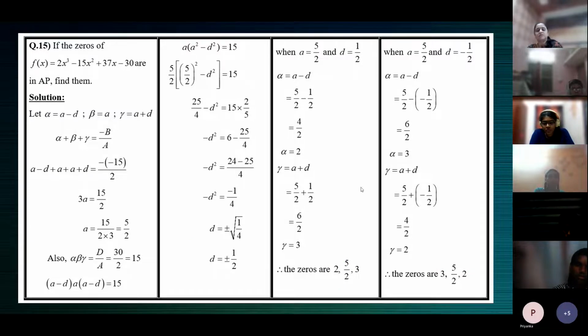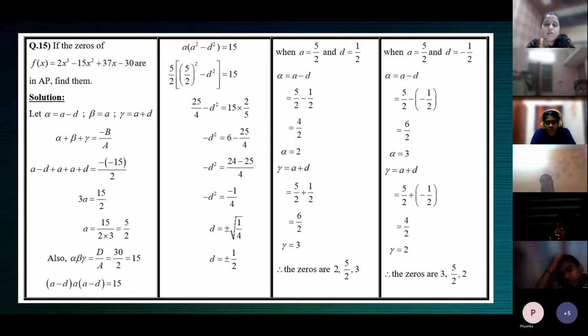Please go through the slide. See, it's important to understand how the entire process works. So what's the first thing, children? When the zeros are in AP, we assume the zero. See, it's a cubic polynomial.